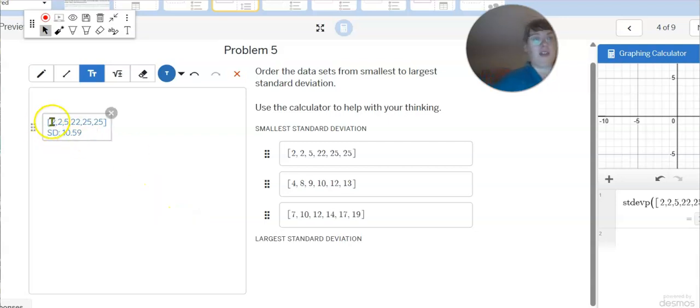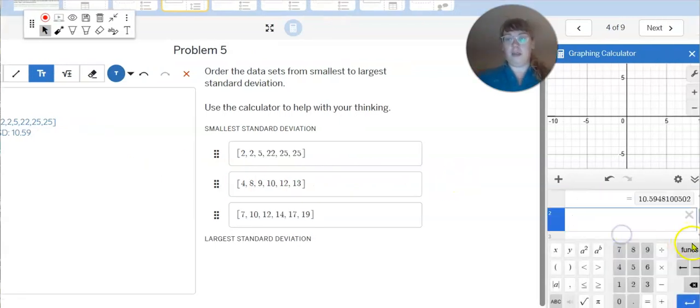Pretty spread out because we have a 2 and then we have a 25. So that standard deviation looks pretty big. Let's look at the next one.